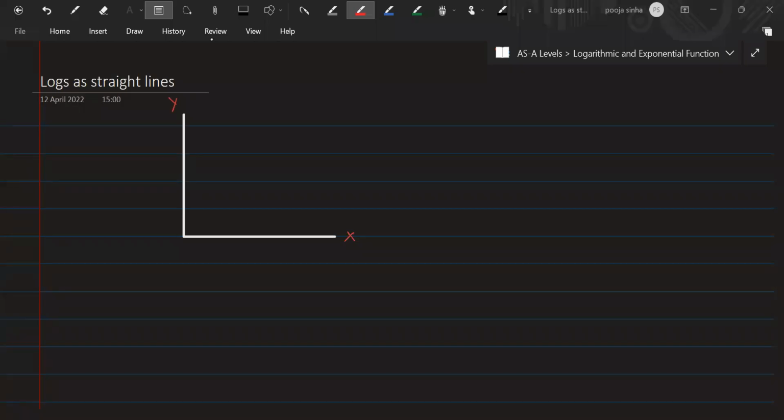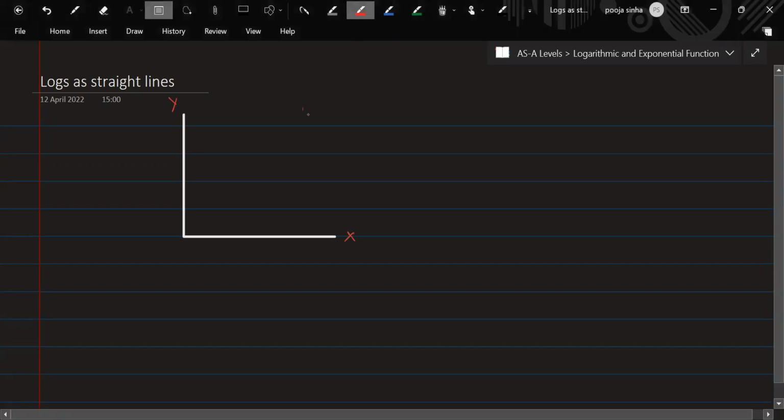Okay, on this graph, this is the x-axis and this is the y-axis, right? If I want to plot this graph, what will I get? Suppose it's just a line, y is equal to x. Then what will I get? I will get a straight line like this, right?